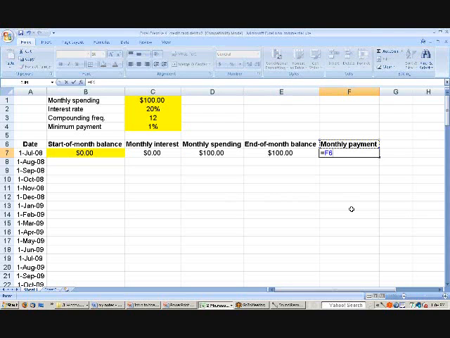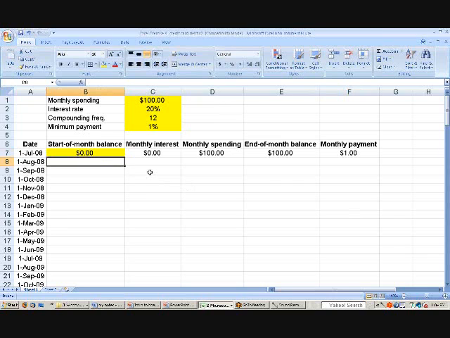So at the end of the first month, we spent $100, and that's our balance. And then our monthly payment, we said, is going to be 1% of our balance. So the first month is going to be $1. And then going to the next month, at the start of the month, we're going to have a balance equal to the prior month's end of month balance minus whatever we paid down. So at the end of July, we had a $100 balance. We made a $1 payment, so at the beginning of August, we have a $99 balance.